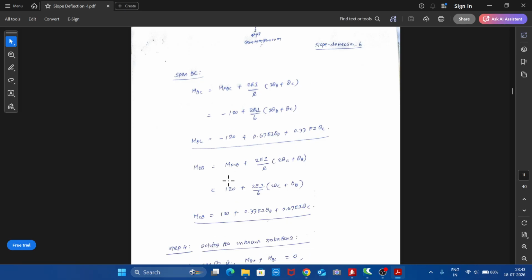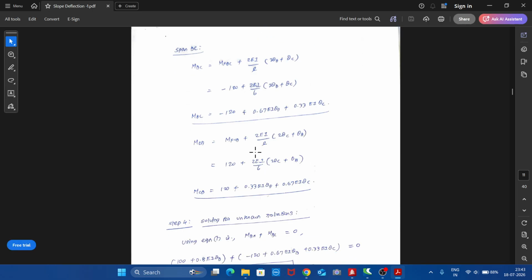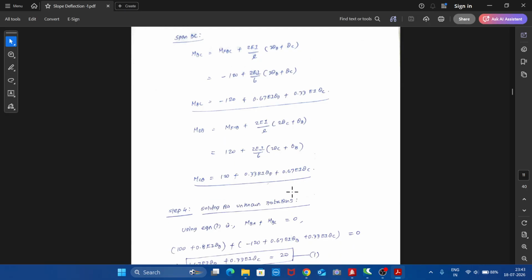And MCB will be equal to M of CB plus 2 EI by L into 2 theta C plus theta B. So in CB, C is the near end, B is the far end. So 2 times theta near end plus 1 time theta far end. So 120 plus 2 EI by L, 2 theta C plus theta B. So this equation you'll be getting.